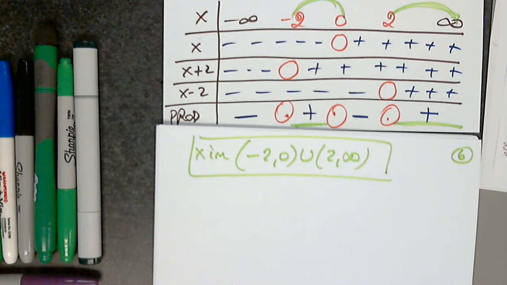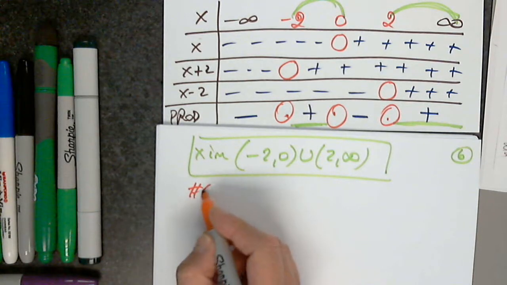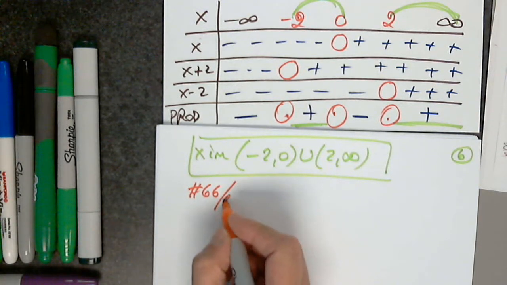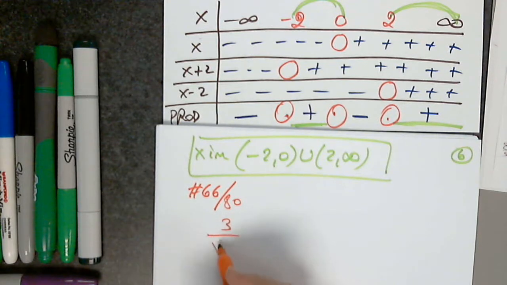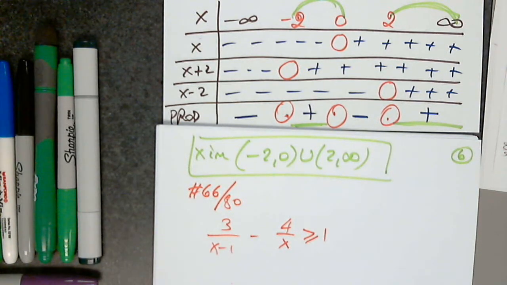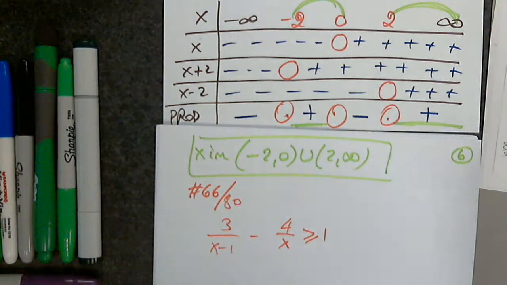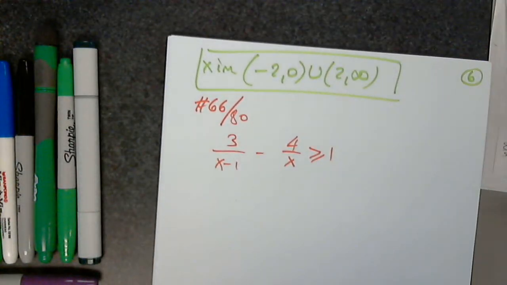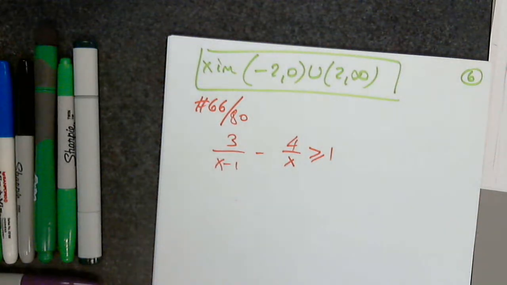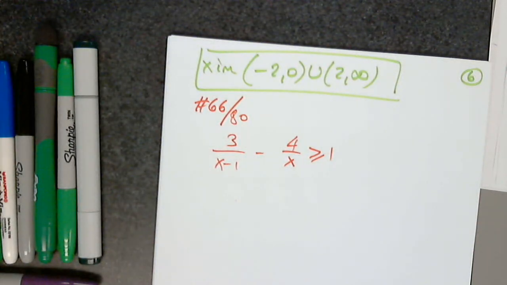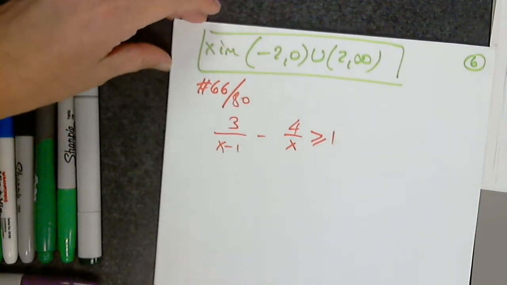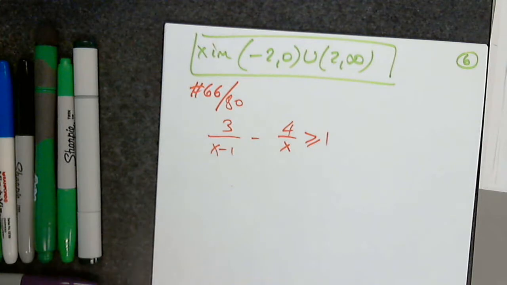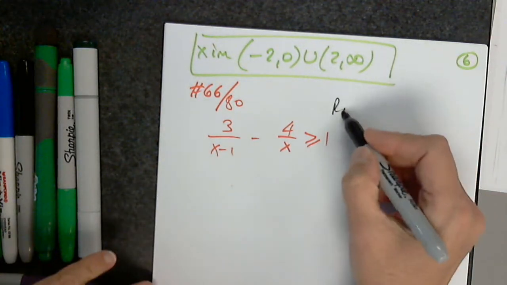Okay. Let's say 66 on page 80. So 3 divided by x minus 1 minus 4 divided by x greater than or equal to 1. I'm assuming you have never solved a rational inequality before, and that's okay. I don't think that this is a review topic. Okay, so how do I address this? What do you recommend? Of course, it's rational.